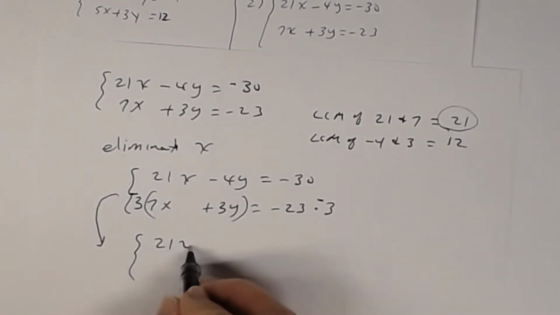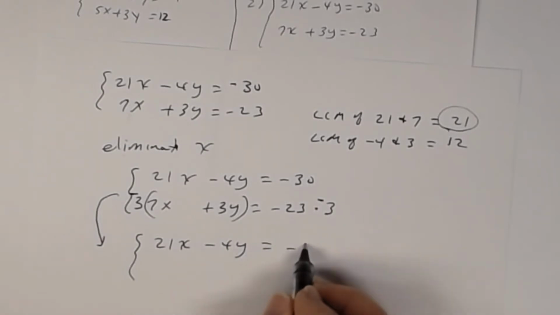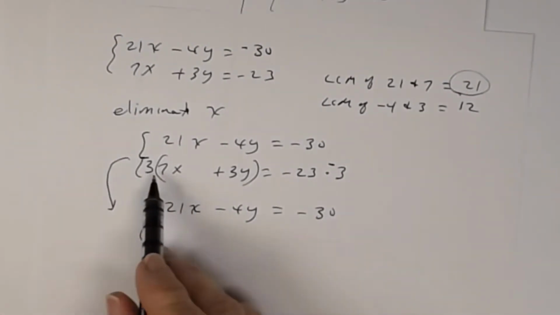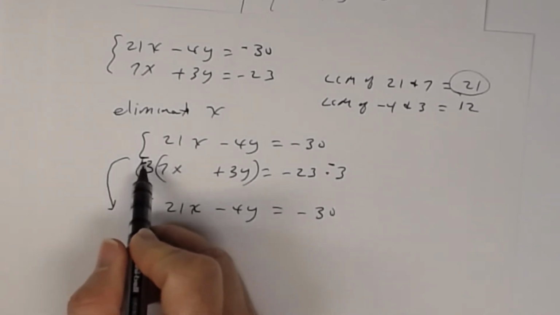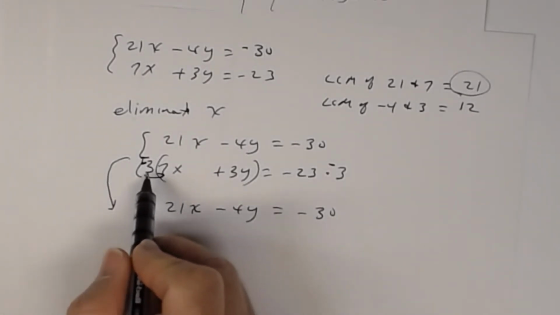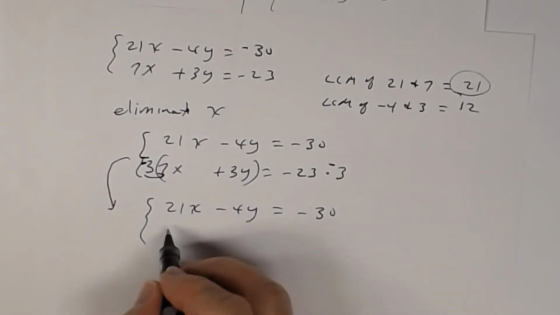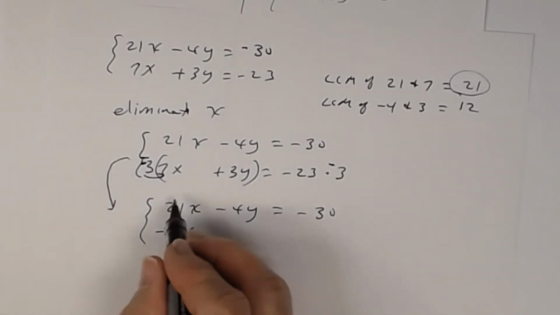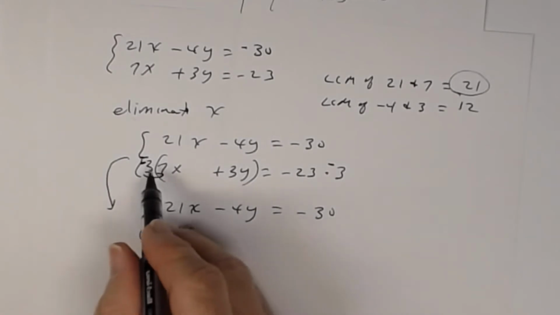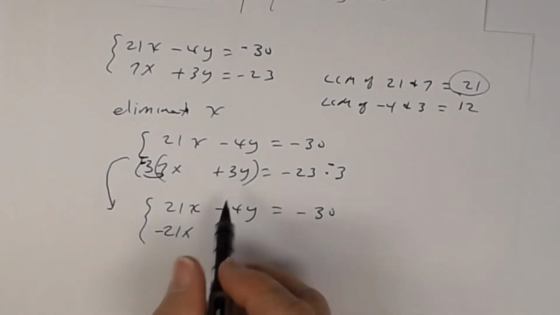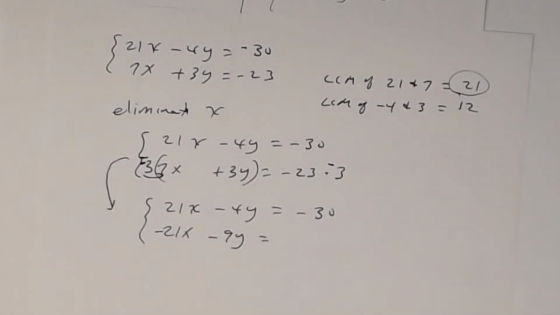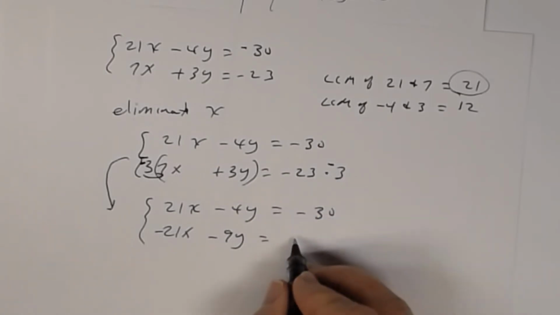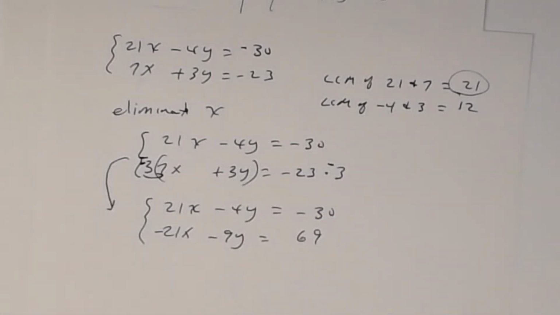You get 21x minus 4y equals negative 30. And over here, if you distribute, remember that's a negative 3 right here. Negative 3 times 7x is negative 21x. Hence, when you add them, you get 0. They eliminated. Negative 3 times a positive 3y is negative 9y, and negative 3 times negative 23 is a positive 69.